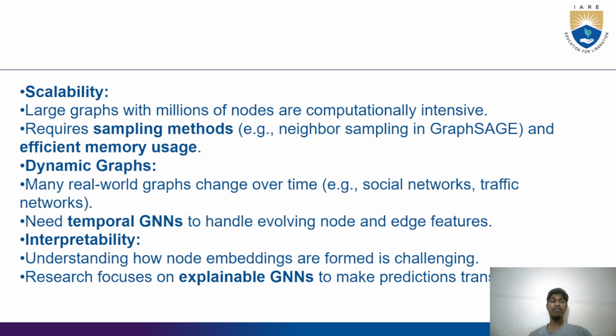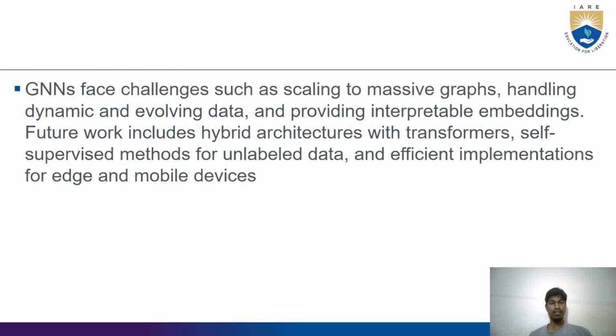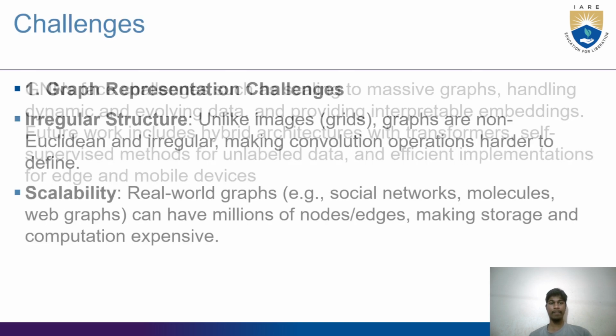It is also applicable for scaling systems and graphs, and it is also used in dynamic graphs. GNNs face challenges such as scaling to massive graphs, handling dynamic data, and providing interpretable embeddings. Future work includes hybrid architectures with transformers, self-supervised methods, and so on.